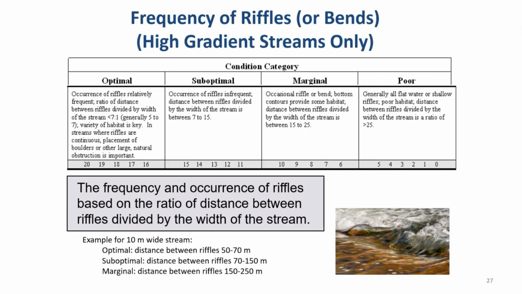If the stream is 10 meters wide, the optimal would have a distance between riffles of 50 to 70 meters. So you're going to want to see at least two riffles within that stream length. But if you are seeing only one riffle, maybe the next riffle is, you can see it in the distance, maybe it's 150 meters between, then you would be in the suboptimal category. If you could only see riffles every 150 to 250 meters, that would be marginal. And then poor would be if there's even less than that, maybe no riffles at all.